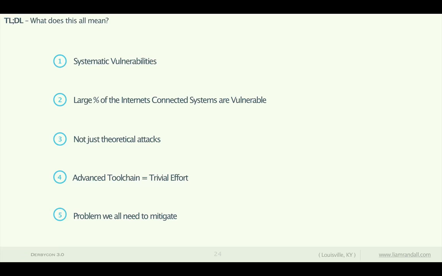The tool chain has essentially evolved to a level where it is now a trivial effort to port all of our existing tactics, tools, and procedures to the embedded ICS space.